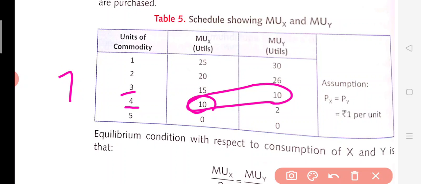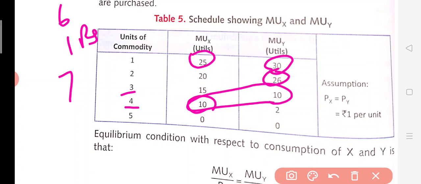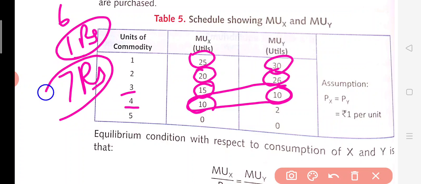If he is left with 1 rupee and he spent just 6 rupees, like first rupee spent over here, second here, third here, fourth here, fifth here, sixth here, and he stopped, this is not possible. Still 1 rupee is remaining, and by that he can increase his level of satisfaction. So the entire 7 rupees should be finished, which is his income. Then only we can see at what position MUx and MUy are equal. When the last rupee is spent, it gives him the same level of satisfaction, which is 10 utils. At that point of time, the consumer is said to be in equilibrium.